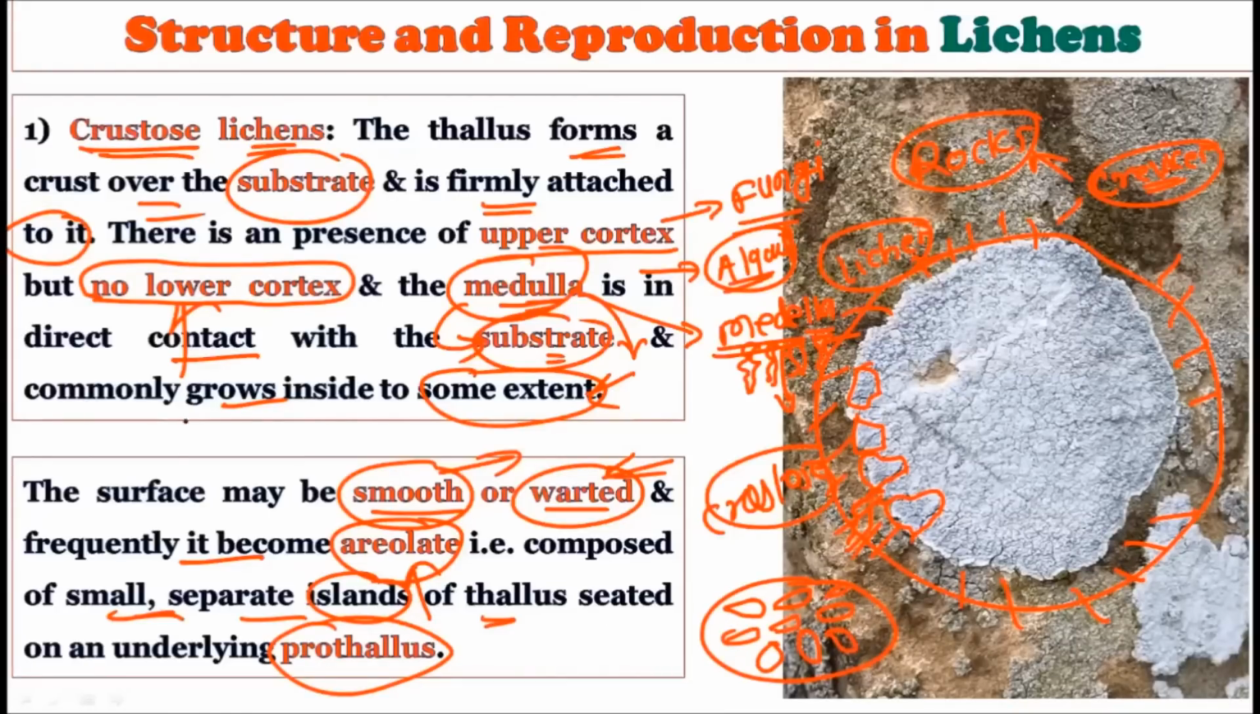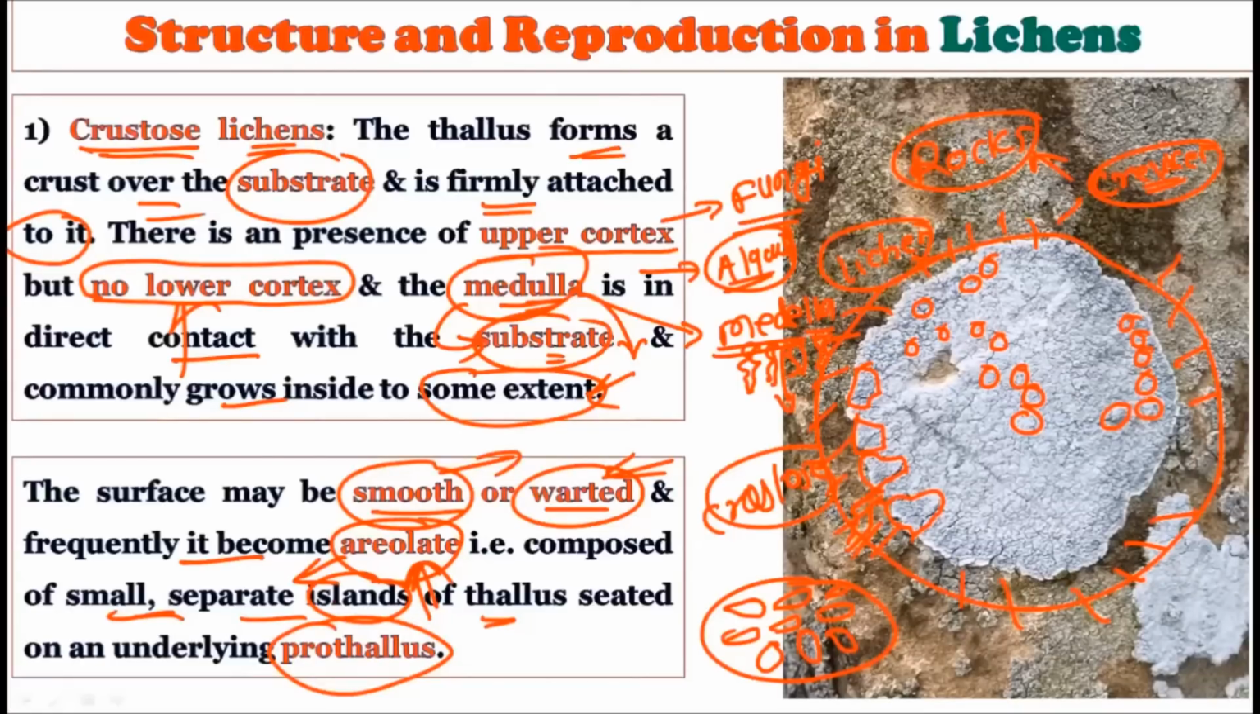That is why this Crustose lichen shows the tendency to become areolate, in which the whole thallus looks like it is made up of small thalluses. They look like islands on the main prothallus. Observe in this picture, these look like small islands growing on the prothallus below. Below we have the intact thallus, and on it the small islands were created. This tendency to be converted into small separate islands is called areolate.